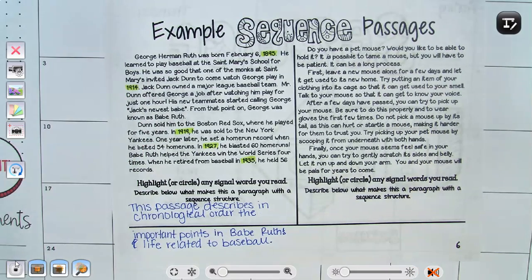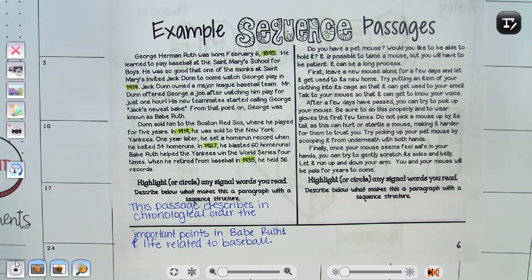Okay. So this passage describes the chronological order. Guys, chronological order and sequence mean the same thing. They're like synonyms, okay? The important parts in Babe Ruth's life related to baseball.